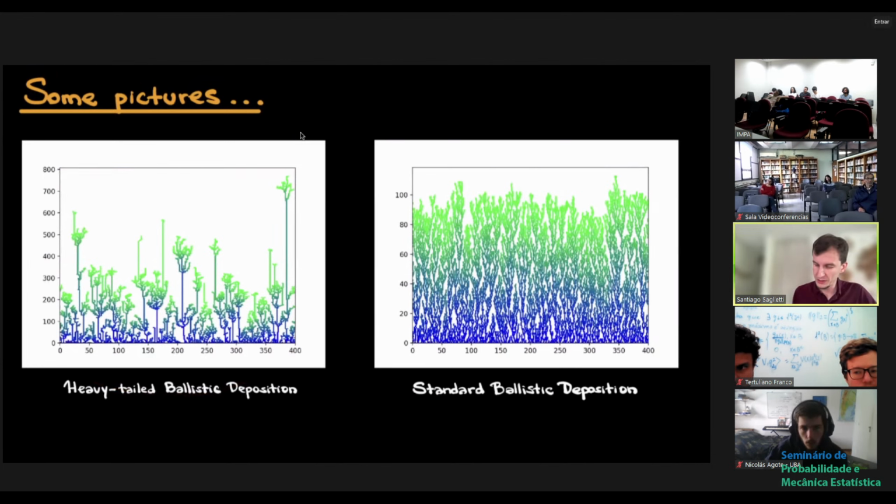But if you compare it with standard ballistic deposition, the picture is quite different. Here the growth of the surface seems to be governed by these huge blocks that we see right here, which thrust the surface up. Whereas here, everything seems to be much more homogeneous in some sense. So that's the comparison between the two models. This is for p equals 1, okay?